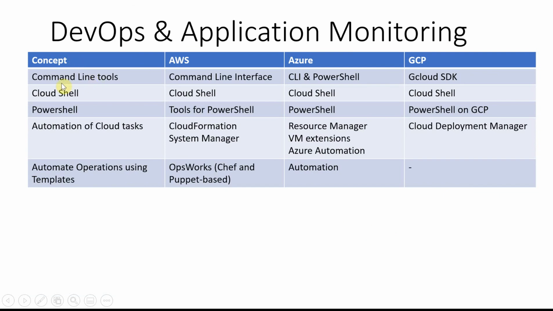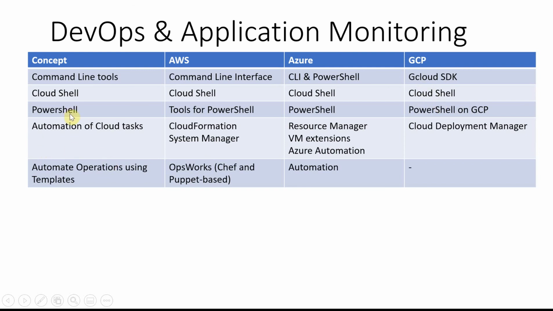And then these command line tools: we can also do everything in the CLI. So the AWS Command Line Interface; in Azure it is Azure CLI or Azure PowerShell; and GCP is Cloud SDK. With Cloud Shell, you can also do the same thing in a shell environment: AWS CloudShell, Azure Cloud Shell, and Google Cloud Shell.